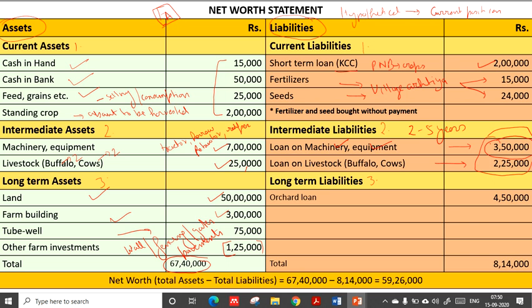Long term liability, let's say he also has an orchard, the loan of which was 4,50,000 rupees. He is supposed to pay it after a long period of time, 5 to 20 years. His total liabilities, his total payment towards others, is 8,14,000 rupees. So let's see what is net worth. Net worth is simply a formula, total assets minus total liabilities. The value here comes out to be 15,26,000. This is a very good situation for a farmer if he has this kind of net worth statement, or this kind of current financial position.